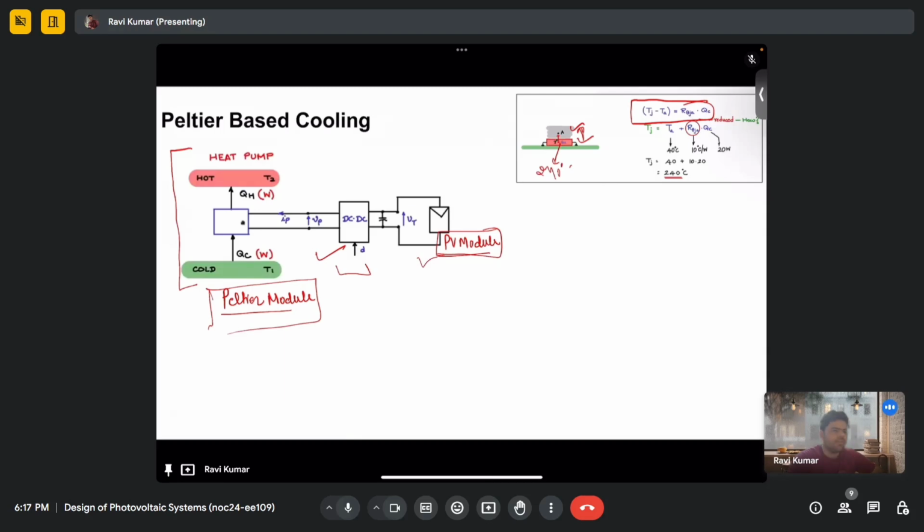So other than that, what can we do? We can have some automatic cooling. How?